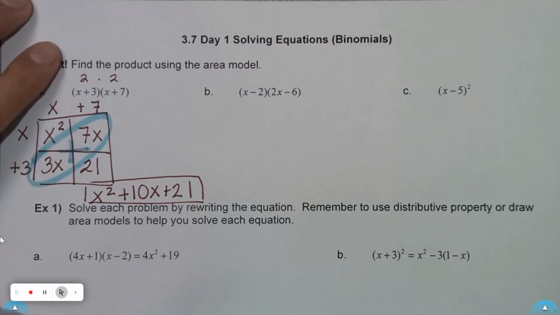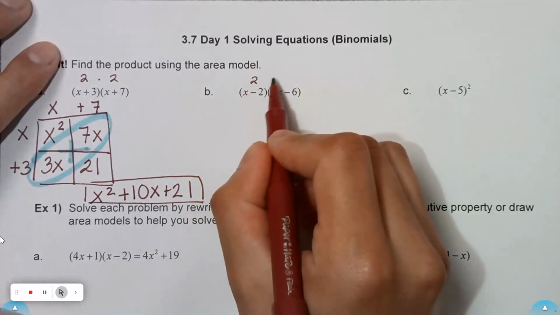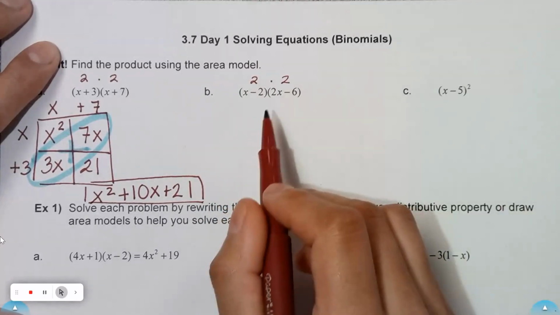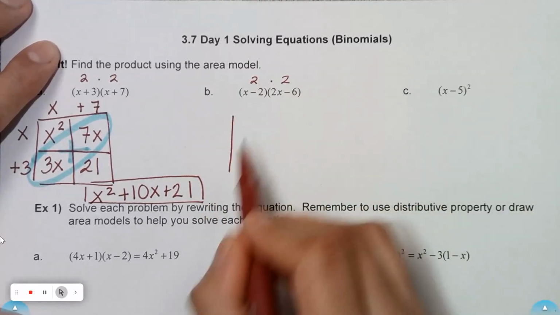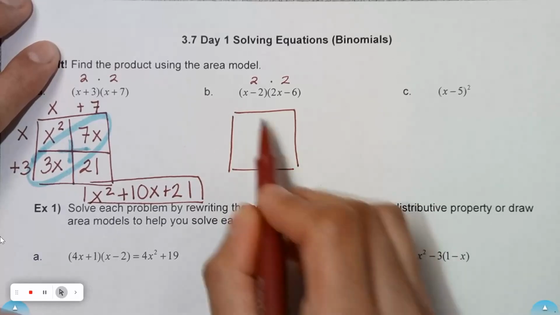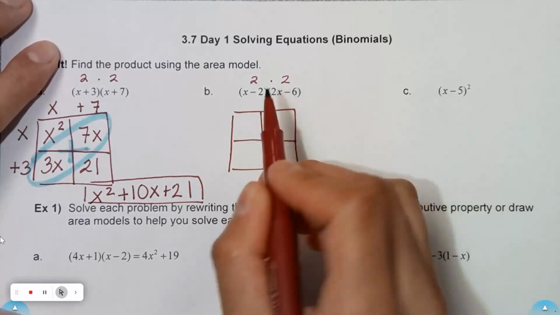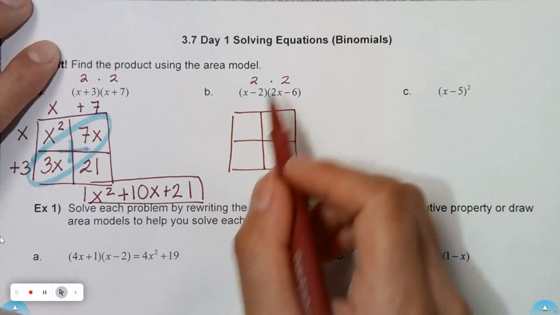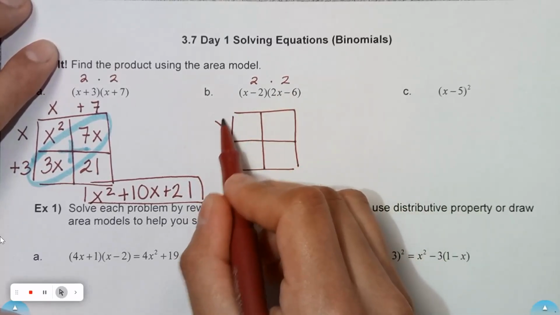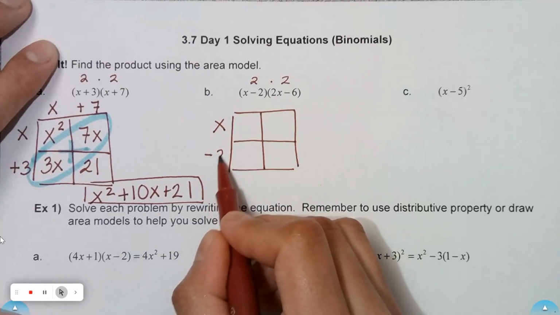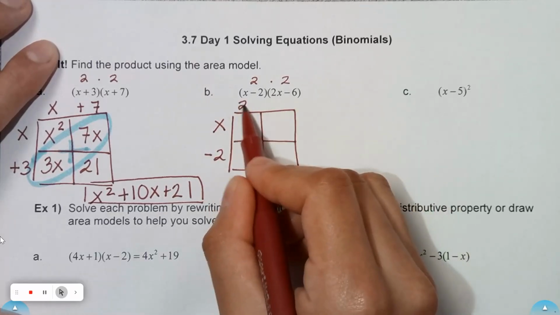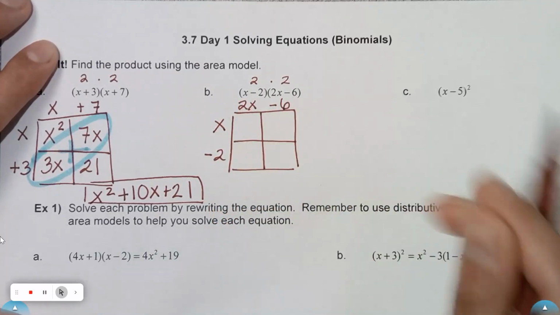Okay, I'm going to do the same thing with B. So this is a 2 by 2 box. And so I'm going to draw my box or my square. I like to put the first one on the side, but it really doesn't matter where they go. So x, keep the minus in front of the 2. Then I have 2x minus 6.